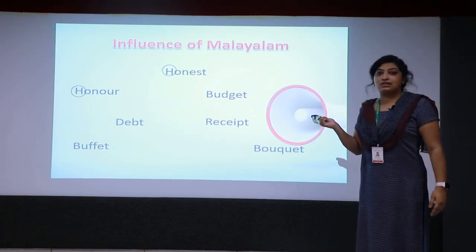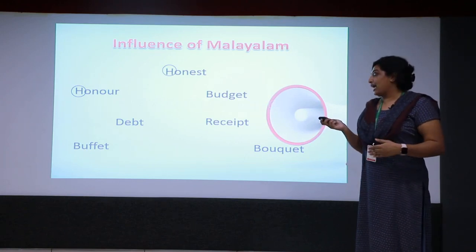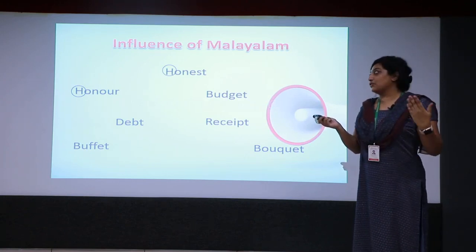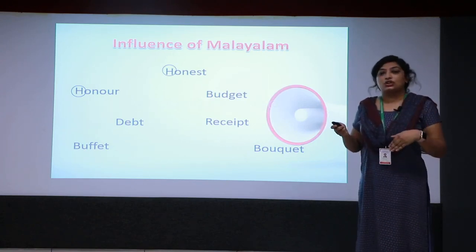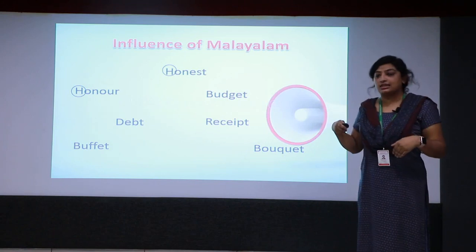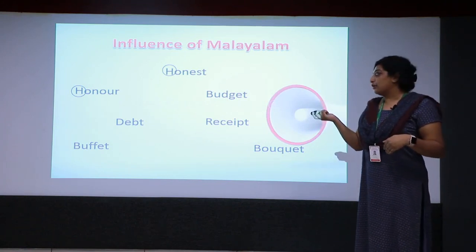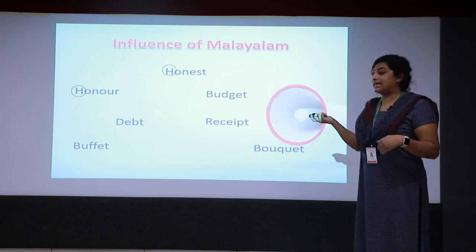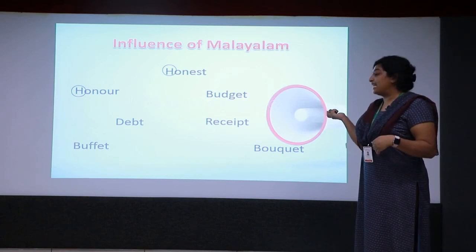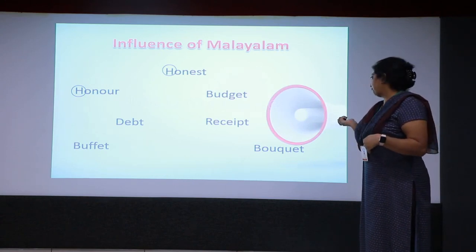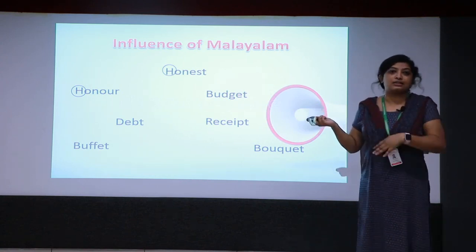As I said, in words like honest, we always say it wrongly, it's always honor, it is always debt. But the real pronunciation is honest. Okay, H is silent. There are silent letters. Though the letter is there, they're still silent. So you have words like honest, honor, debt, B is silent, buffet, okay, T is silent, budget, D is silent, receipt, okay, P is silent, and bouquet, okay, so T is silent. So the spelling is different, the pronunciation is different.